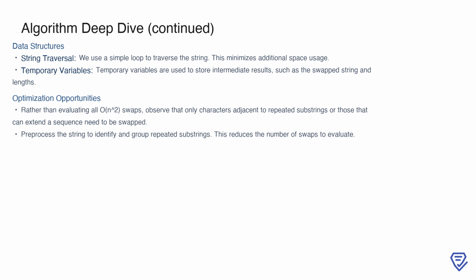One key insight is that not all O(n squared) swaps need to be evaluated. Instead, we can focus on characters that are adjacent to repeated substrings or those that have the potential to extend an existing sequence. By pre-processing the string to identify and group repeated substrings, we can significantly reduce the number of swaps we need to consider. This targeted approach allows us to narrow down the problem space, improving efficiency while still finding the optimal solution.